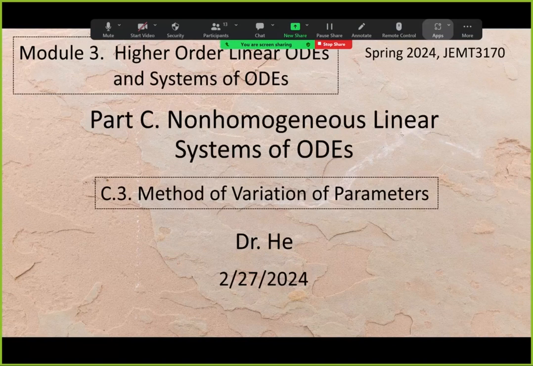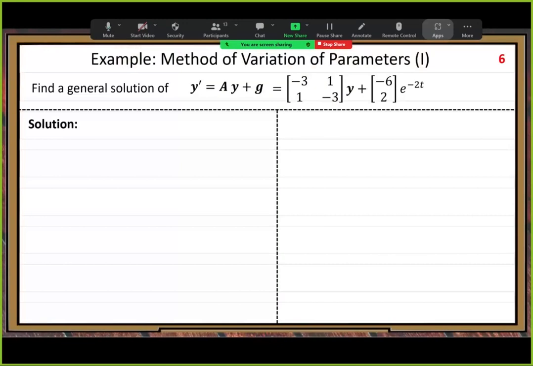All right. C.3, method of variation of parameters, the vector version. This time, let us solve the same question, but we use a different method, because we want to focus on the procedure part, the standard steps in the solution. So the same example, so we're familiar with that.